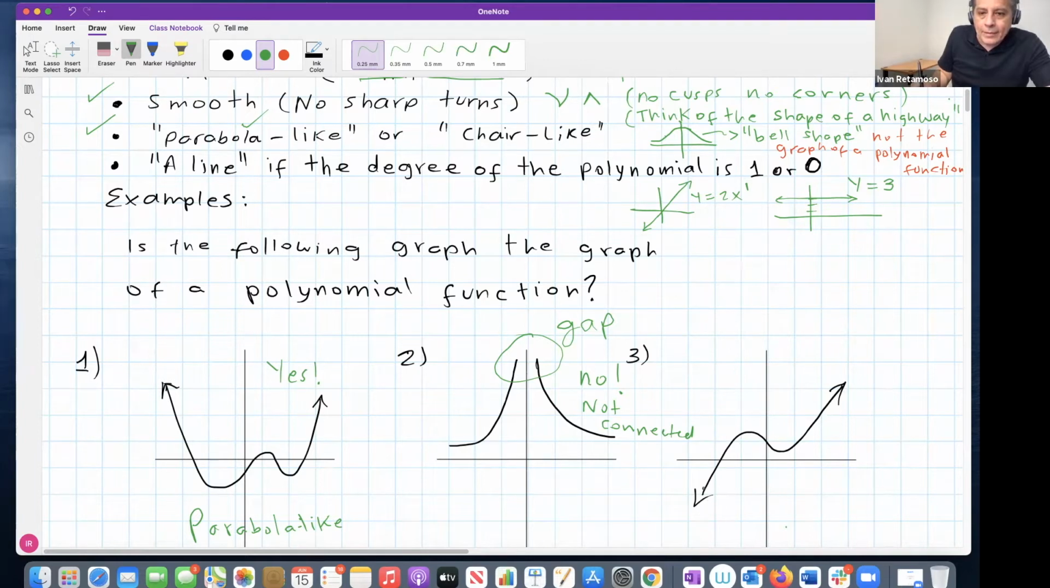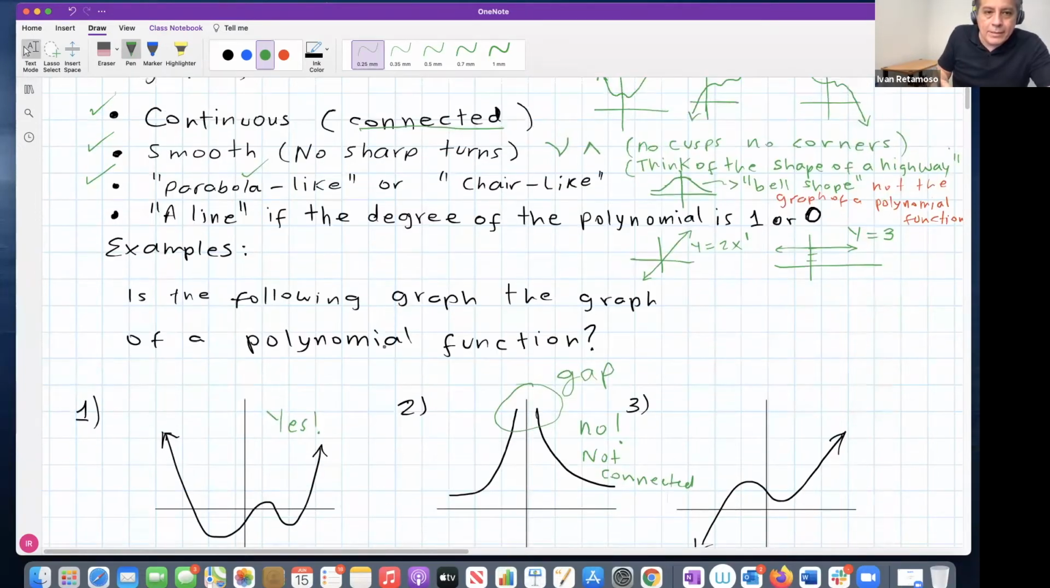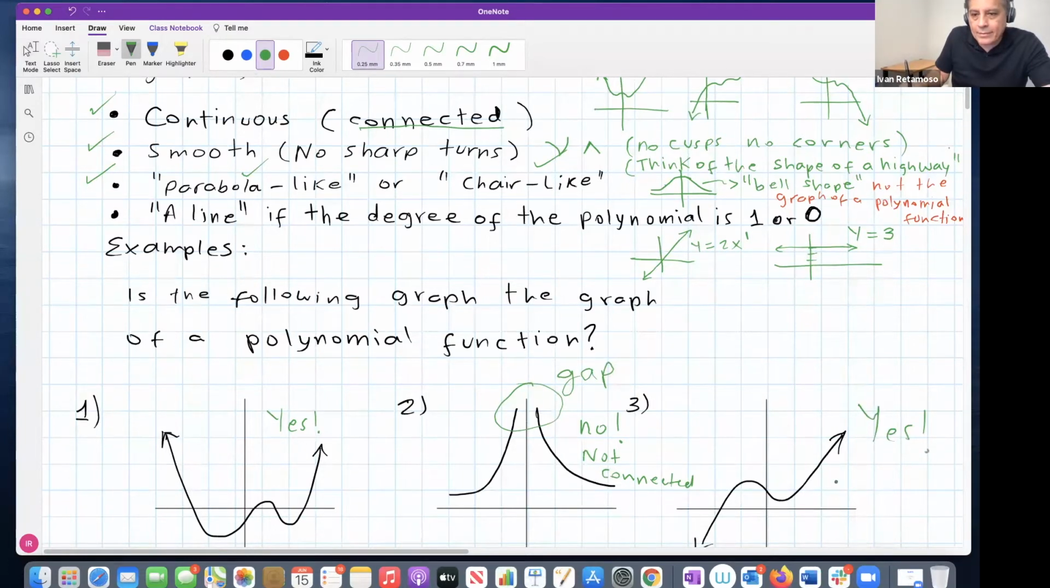Well, look at this, right? All in one piece, it checks continuity, right? Connected. Smooth, right? It looks like the shape of a highway. Parabola-like, no, but chair-like, right? Chair-like, so let's check this. All right, so then it is the graph of a polynomial function, right? So this one, yes. Very good, chair-like.